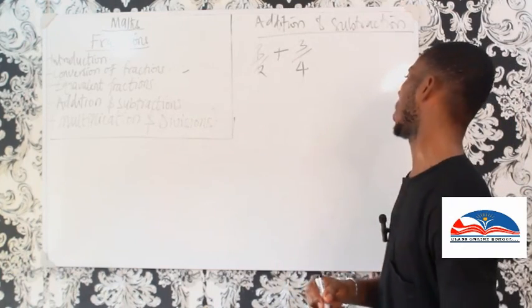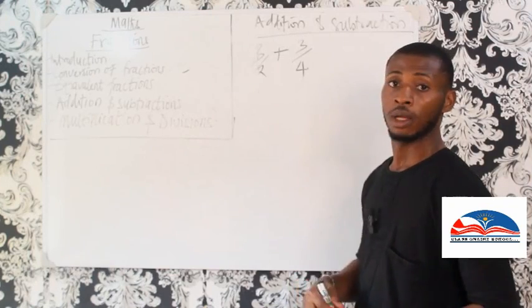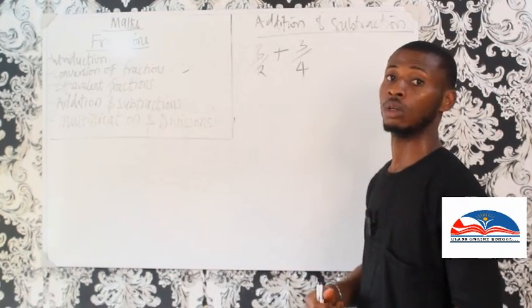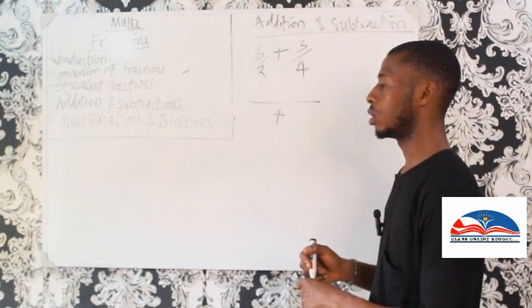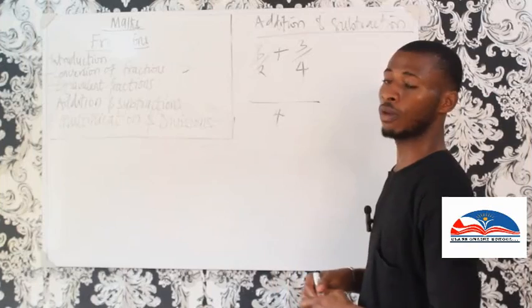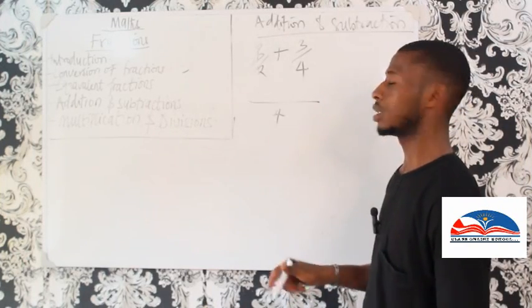Okay, in the sense that we want to add them, first of all we'll find the LCM of 2 and 4. The LCM of 2 and 4 is 4. 4 divided by 2 gives us 2. 2 times 3 is 6.